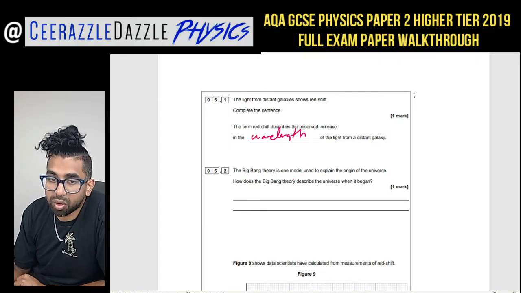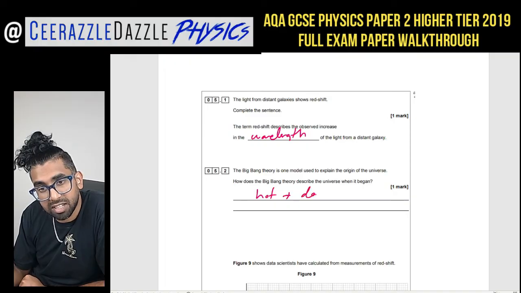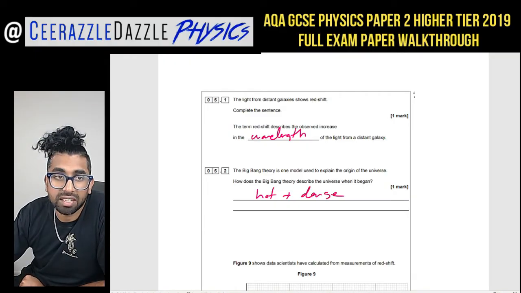The Big Bang Theory is one model used to explain the origin of the universe. How does the Big Bang Theory describe the universe when it began? It was hot and dense.